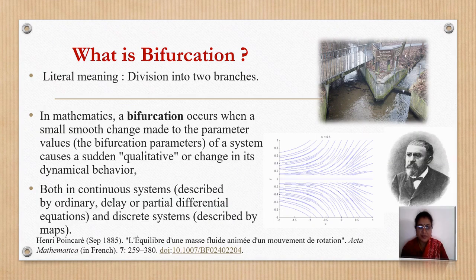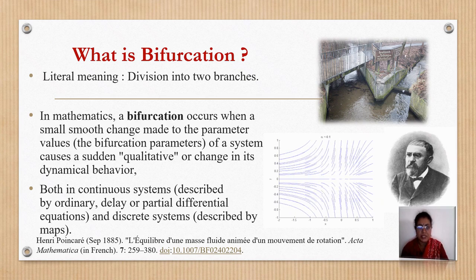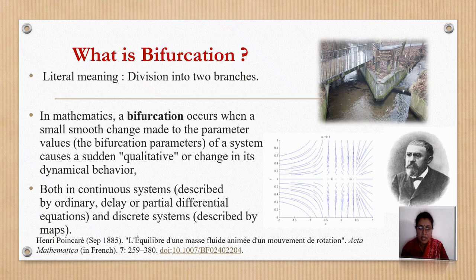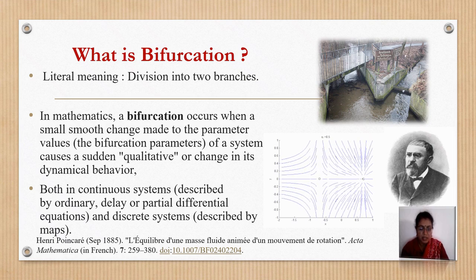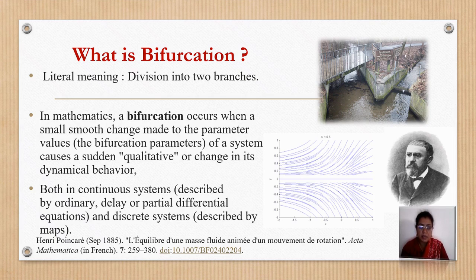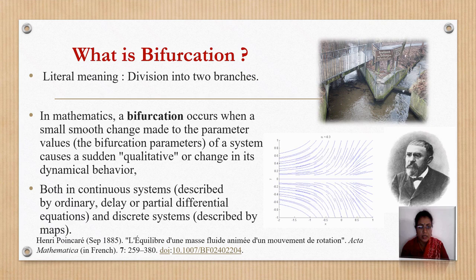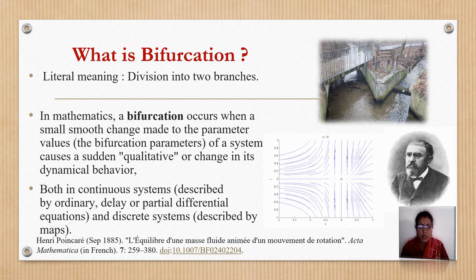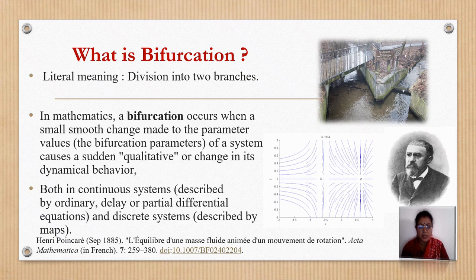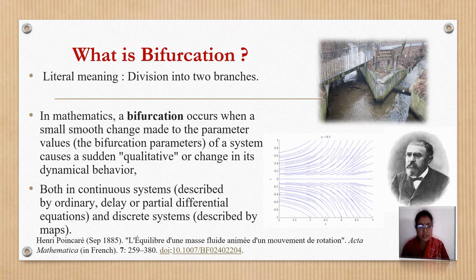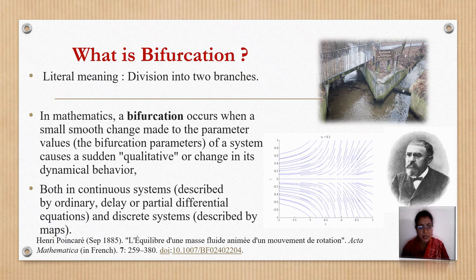So what is bifurcation? The literal meaning of the term bifurcation is division into 2 branches. Here you can see the river streamlining into 2 divisions. In mathematics, this term has got a deeper meaning. It says that when a small change in the parameter of a system causes a sudden drastic change in the dynamical behavior, then a bifurcation is said to have happened.